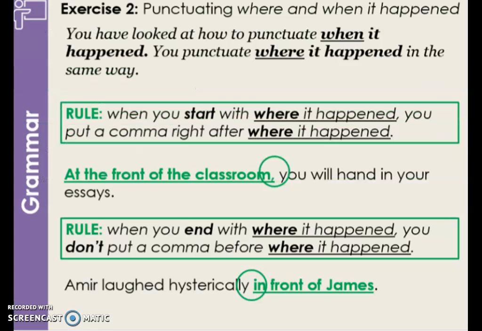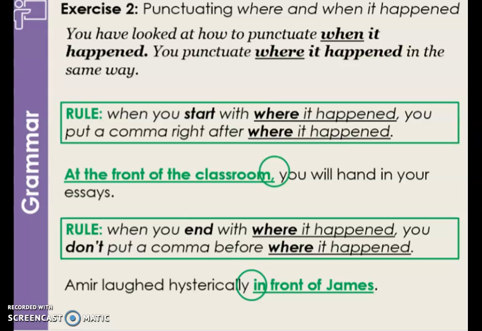Okay, so moving on from when to where. Similar rule as I alluded to before, guys. When you start with where it happened in a sentence, you put a comma right after where it happened, okay? I.e., at the front of the classroom, you will hand in your essays. So, the notion being there that because the where it happened is at the front of the classroom, you put your comma at the end.